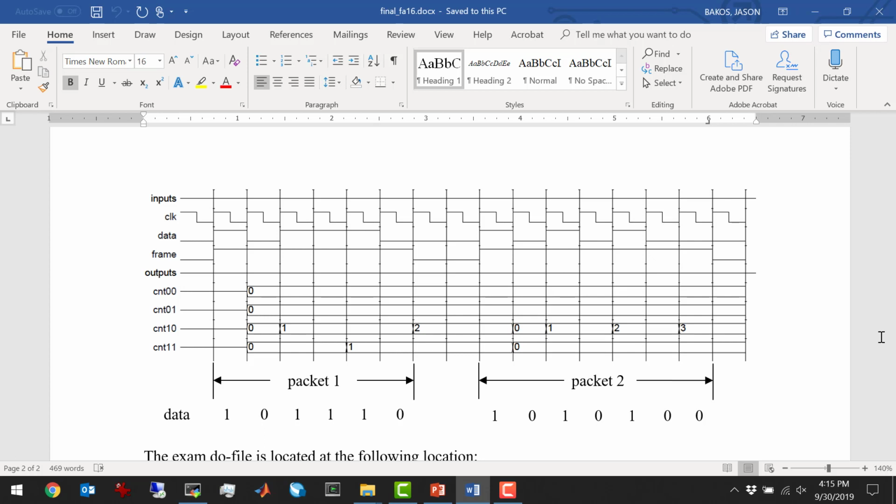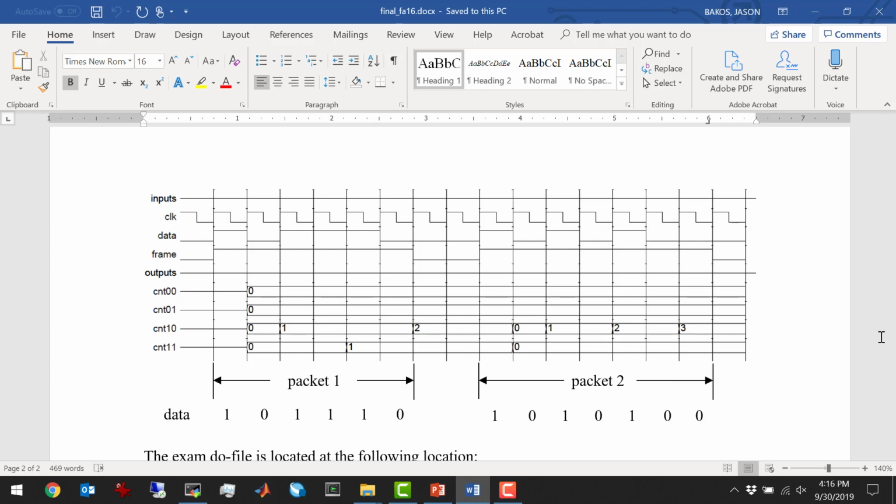And the first packet has data, oh sorry, that's not a 0. It's a 1. See that? 1, 0. So 1, 0 is the first word. So you can see count 1, 0 gets incremented to 1 here. And then the next word is 1, 1. So 1, 1 gets incremented here. And then the next word is 1, 0. So then 1, 0 is incremented again to 2. So by the time you get done with the first packet, you've seen 0 occurrences of 0, 0, 0 occurrences of 0, 1, 2 occurrences of 1, 0, and 1 occurrence of 1, 1. Make sense?